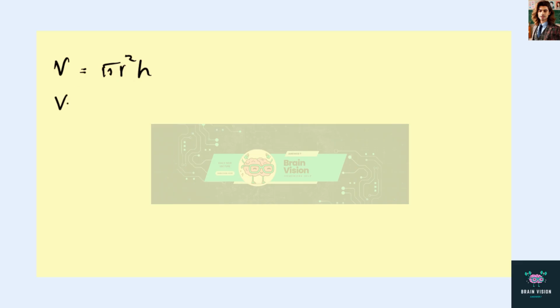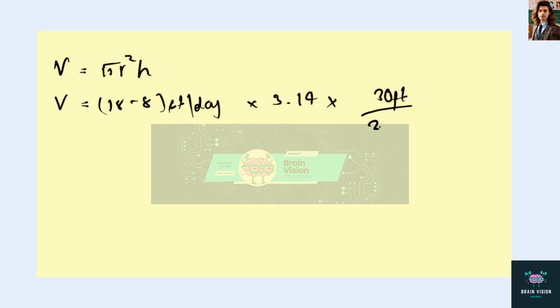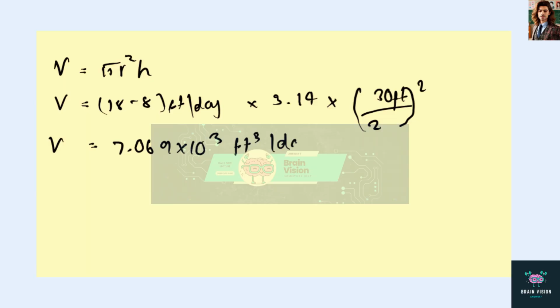So we have V is equal to 18 take away 8 feet a day, multiplied by 3.14, multiplied by 30 feet divided by 2 squared. Volume is 7.069 times 10 to the 3 feet cubed per day. We can convert that to gallons per day. We get 5.288 times 10 to the 4 gallons per day.